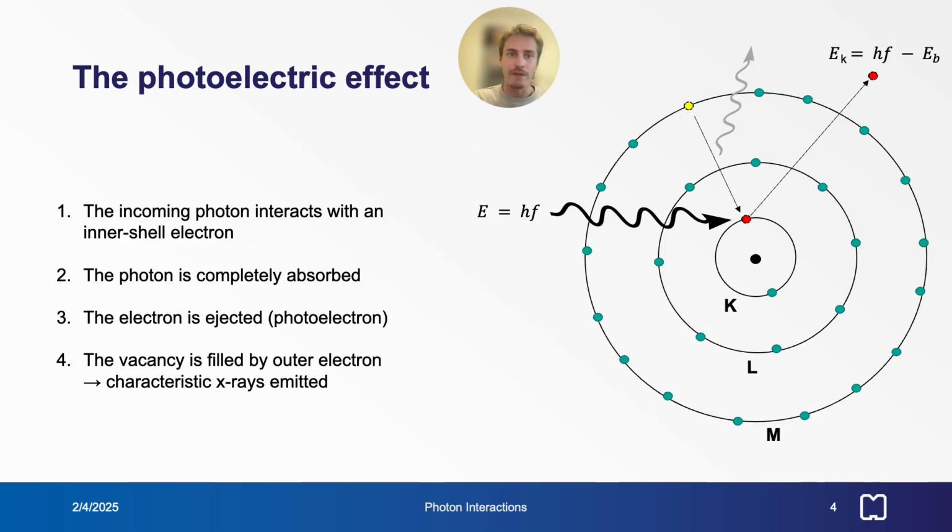In the photoelectric effect, an incoming photon, depicted here, interacts with an inner shell electron. The photon is completely absorbed, and the electron is emitted as a photoelectron. And then the vacancy left by the emitted electron is filled by an outer electron that transitions down to this lower energy level, and a characteristic X-ray is emitted.